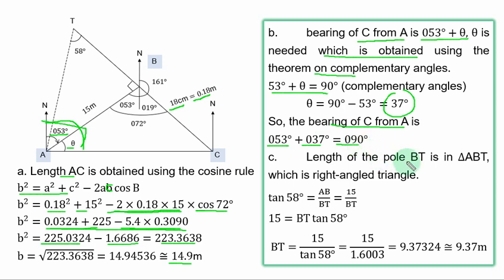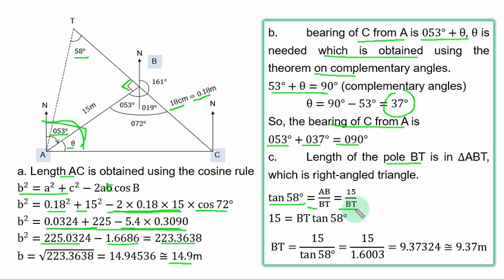C part of the question, we have to find the length of the pole BT. In triangle TBA or ABT, this symbol means 90 degrees. So you have a right angled triangle. This becomes hypotenuse. We are to work with this acute angle. This side is opposite, and BT, the length of the pole, is adjacent. So you have tan 58 degrees equal to opposite AB over adjacent BT.